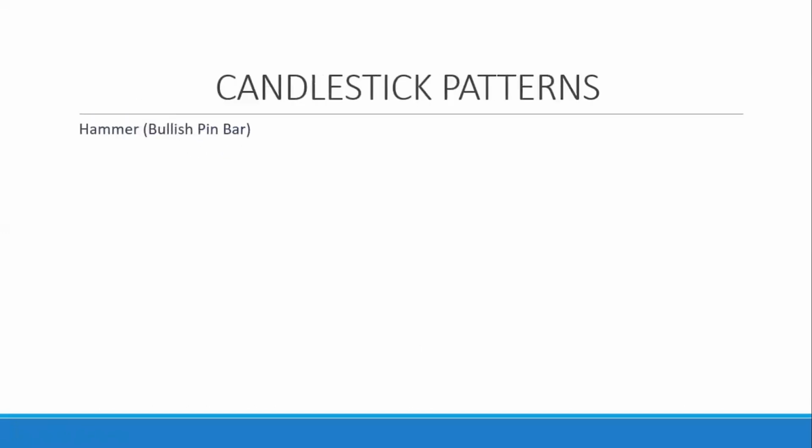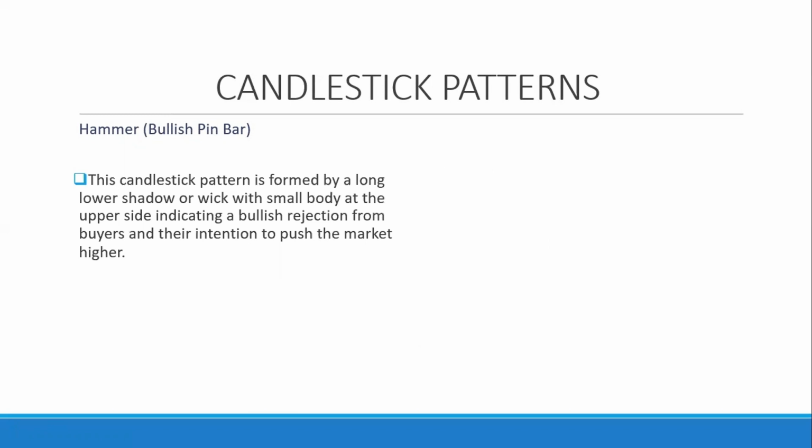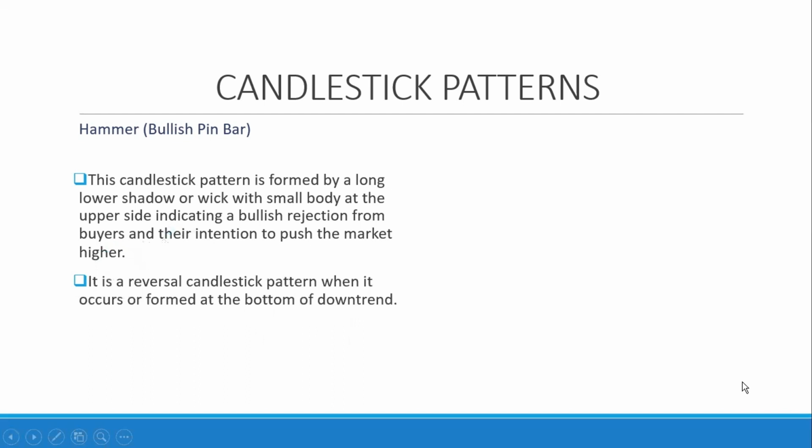Now let's look at the hammer or a pin bar, but we'll start with the bullish pin bar. We have the bullish pin bar and the bearish pin bar. So when you talk about the bullish pin bar, this candlestick pattern is formed by a long lower shadow or wick with a small body at the upper side, indicating a bullish rejection from buyers and their intention to push the market higher. Now, it is a reversal candlestick pattern when it occurs or forms at the bottom of a downtrend.